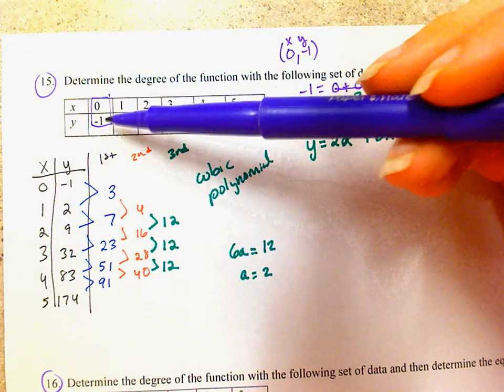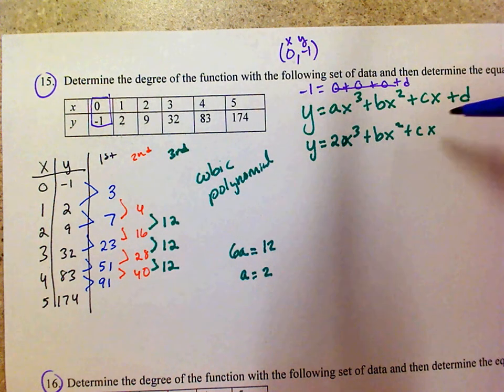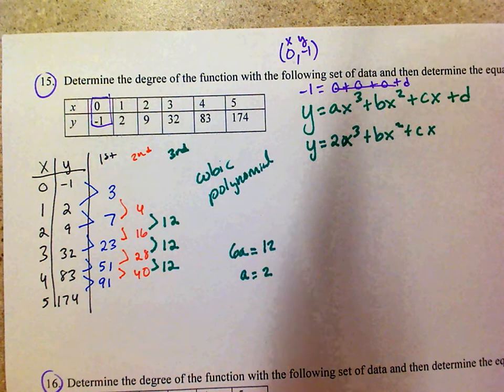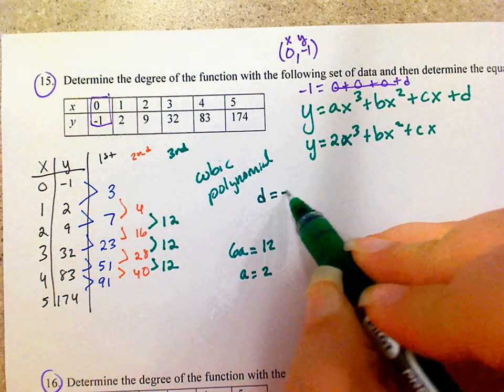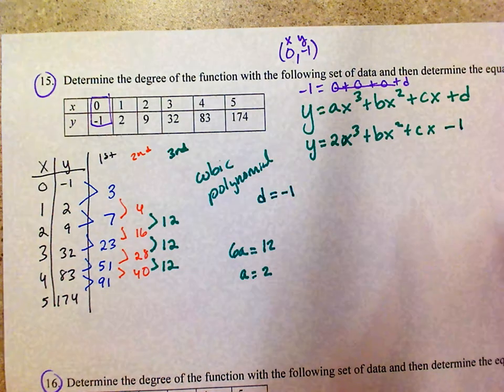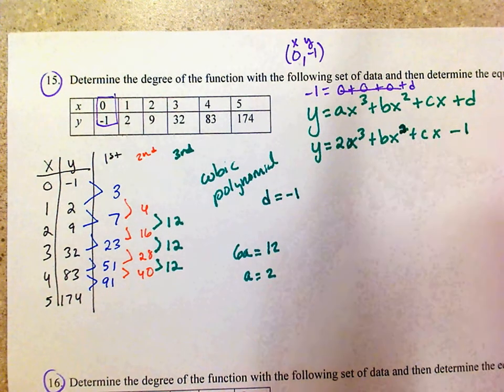In a quadratic, it's c. In a cubic, it's d. So I know d equals negative 1. So minus 1. Okay? So we have half of our polynomial. We need b and c, yeah?